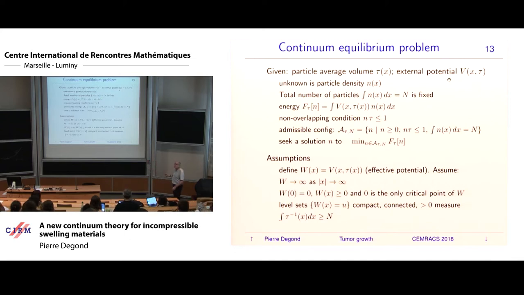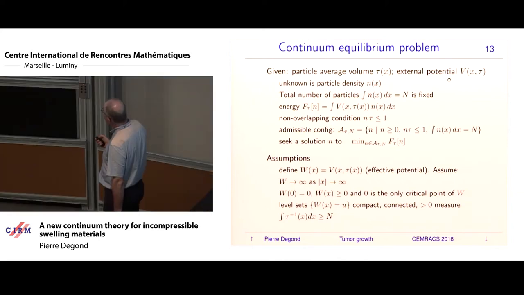I fix the total number of particles. And the energy is going to be, the analog of the sum of the potential energies, the integral of V of x tau of x times the local density. And I want to enforce the non-overlapping condition, saying that I cannot put more particles than I have available space. So the total volume occupied by the particles will be the particle density times the average volume, and this total volume is less than the available volume, which with the right units will be one. And so the admissible configurations will be: find densities that are non-negative, satisfy the non-overlapping condition, and fix the total density, and you seek a minimum of this energy subject to these admissible configurations.